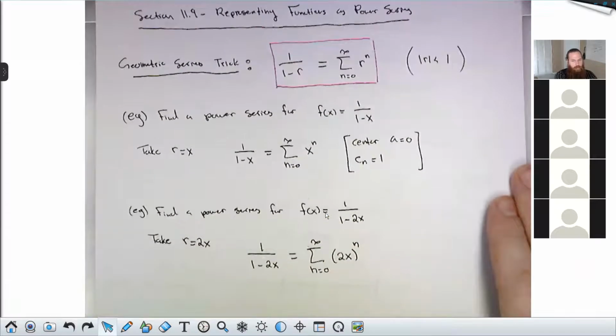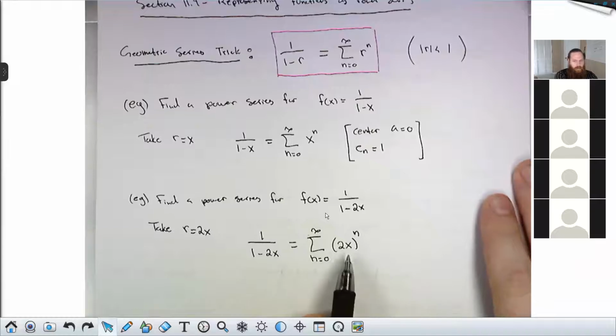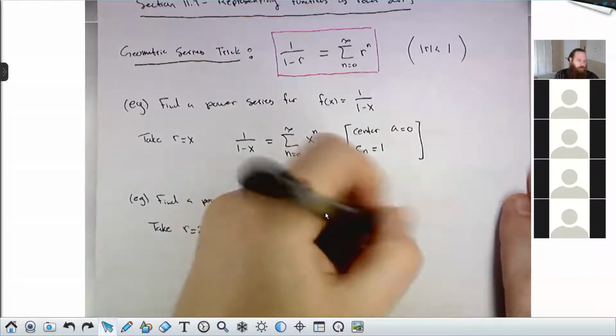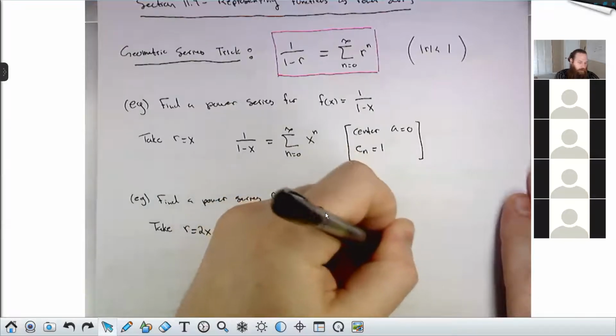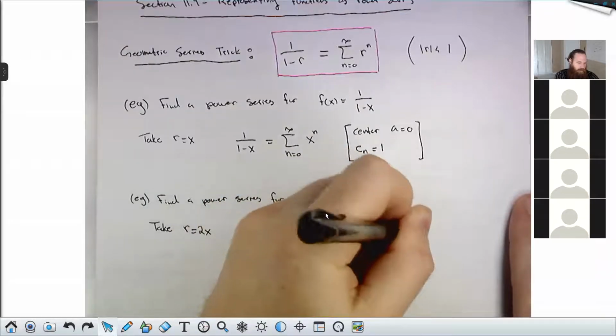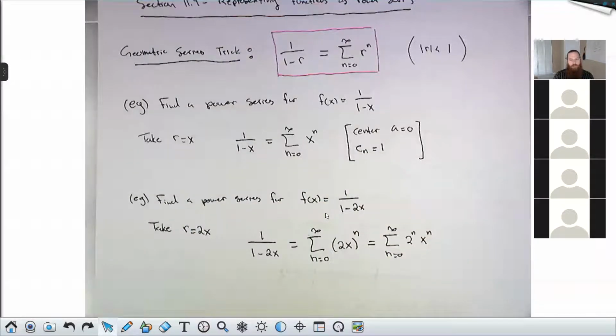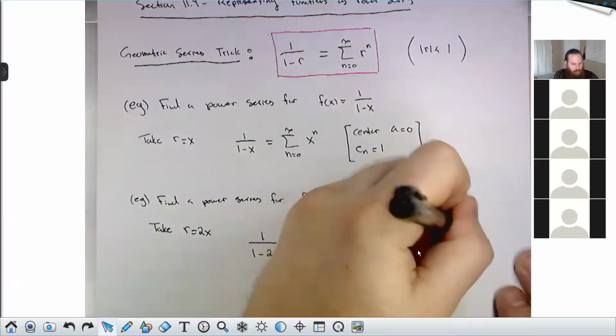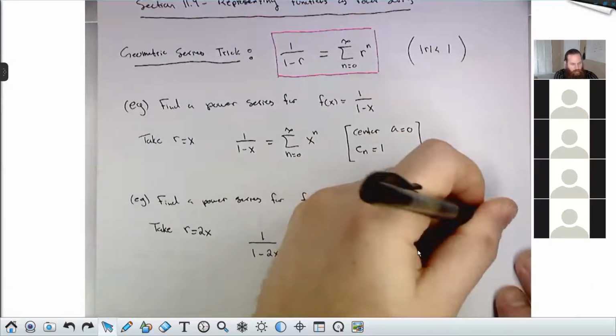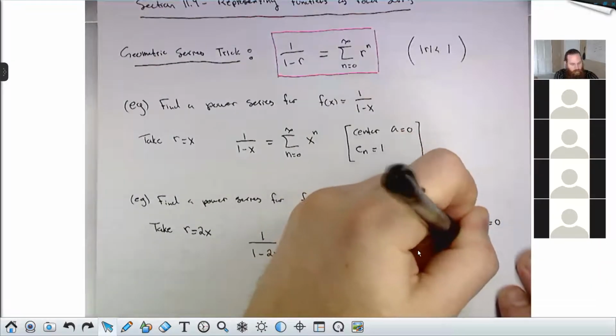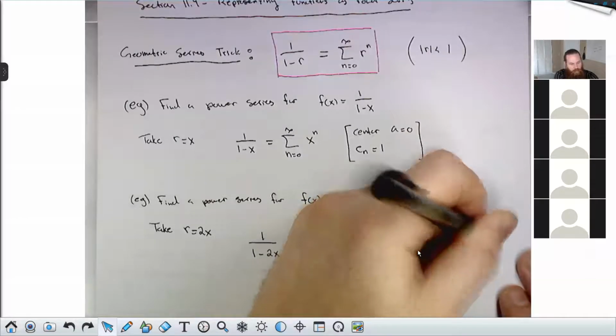And this I should clean up a little bit because I can't tell really what the center is and I can't tell really what the coefficients are. But 2x to the nth power is the same as 2 to the n times x to the n. And now I can see the center. X to the n, that's x minus 0 to the n, so the center is 0. And the cn's here are 2 to the n.